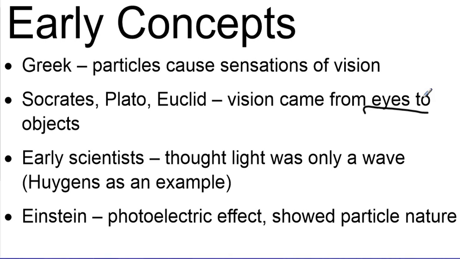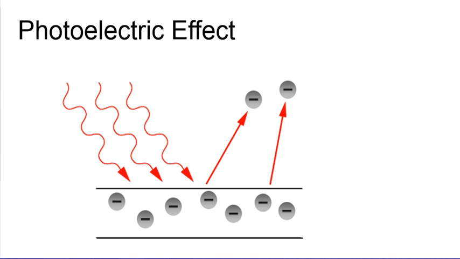From there, we have some early scientists, and at that point we knew that light was a wave, except the scientists thought that light was only a wave. And they did a lot of experiments to show that light could act as a wave. And then Einstein comes along, and Einstein discovered the photoelectric effect. The only way to explain the photoelectric effect was with a particle nature of light, which flew against the idea that light was a wave. And so this changed our understanding of light into what we know about it today.